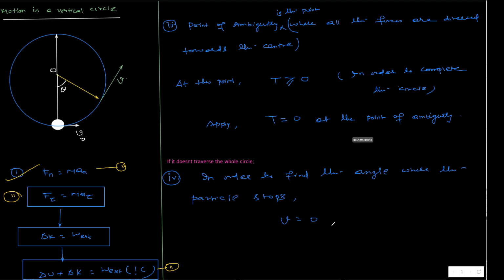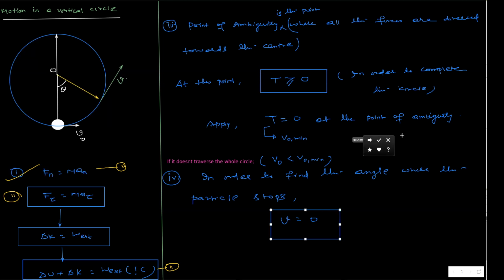Okay, if it does not traverse the whole circle, the condition will be v naught is less than v naught minimum, and v naught minimum you will find from here. This will give you the minimum velocity for which it has to complete the circle. If v naught is less than v naught minimum, that means the particle will stop before completing the circle, and that angle where it will stop you will get by making v equal to 0. So these are the four things you have to do.